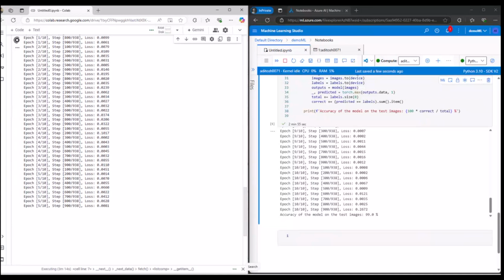And we have a clear winner. Azure ML Studio is basically taking half the time, and we know that by seeing that Google Colab is basically at the half, fifth epoch, while we are already done on Azure ML Studio.